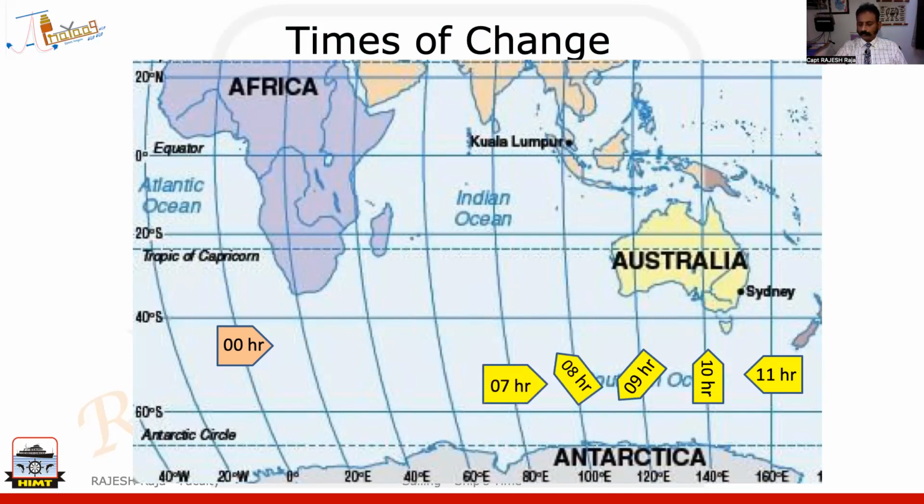Okay. This is how ships have to keep their times at different longitudes, particularly at a round figure of 15 degrees. That is a reference. So slight variations will be here and there. That is a different issue, but this is how it works.